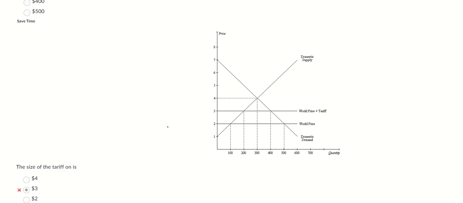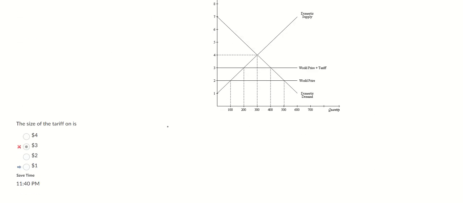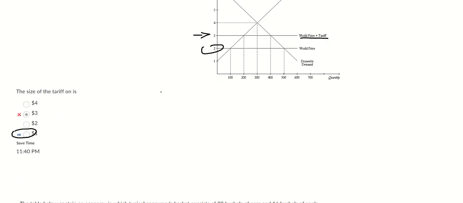Okay. So next one, the size of the tariff. It's just asking how much the tariff per unit is. So before the tariff, the world price was $2. With the tariff, the new world price plus tariff is going to be $3. So the difference is $1, right? So just like that, use your world price plus tariff minus the world price. That's your tariff per unit.